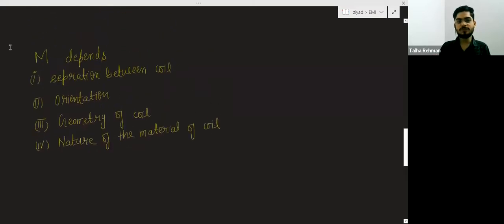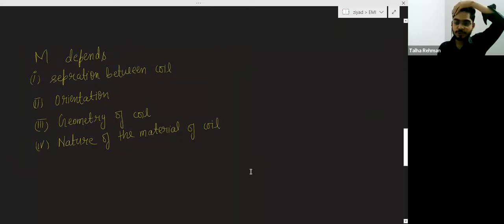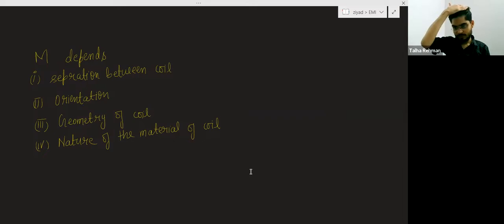So take the screenshot of this also. M is the coefficient of mutual induction. So Ziyad, just tell me what is completed now. I am stopping here. I'm just asking, just discussing.